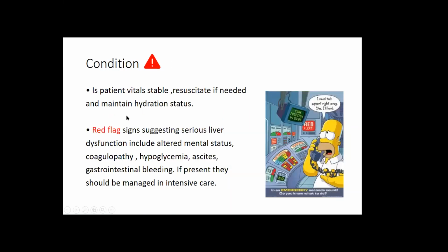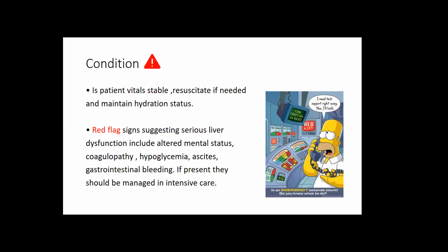And then we go to the condition. We check for the condition of the patient. If the patient's vital signs are not stable, then we need to resuscitate the patient, and also keep good hydration status. If the patient is already stabilized, then we check for the red flags.